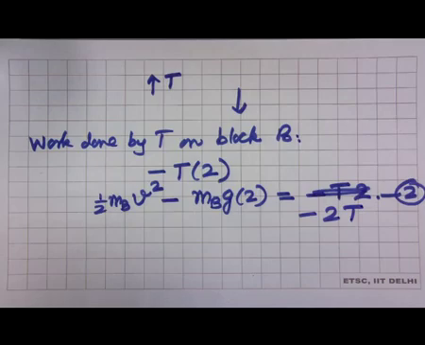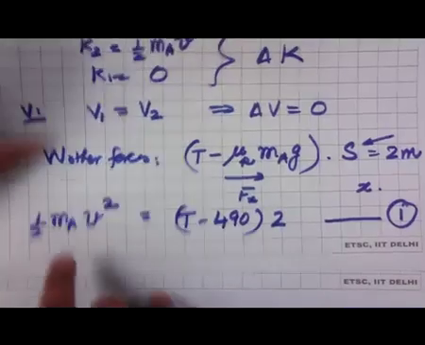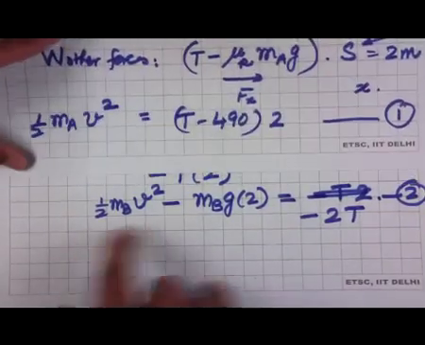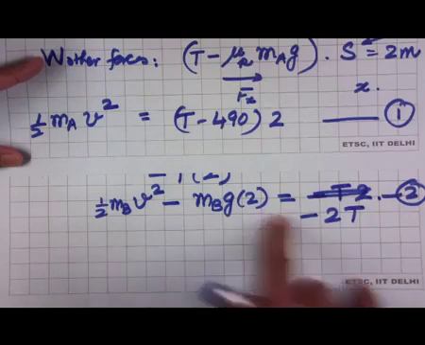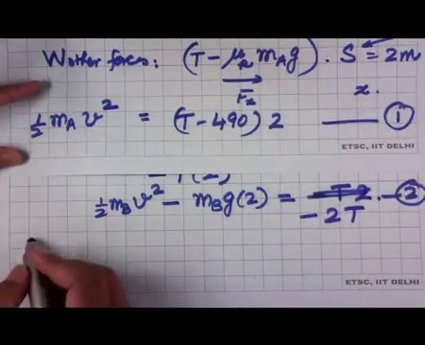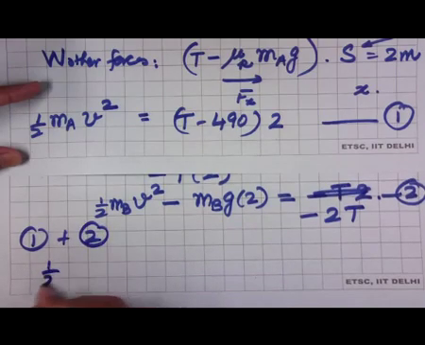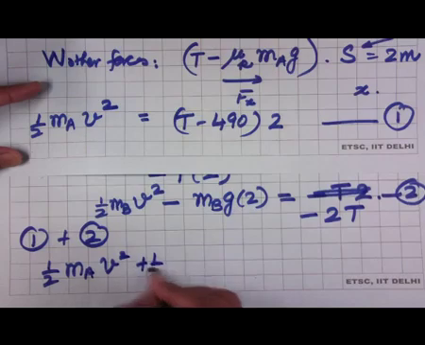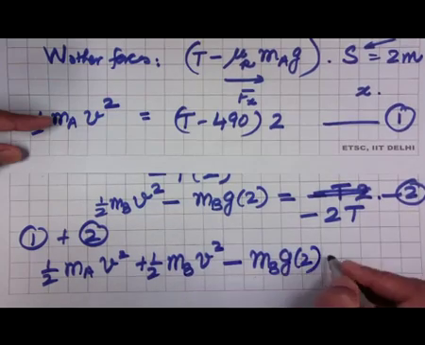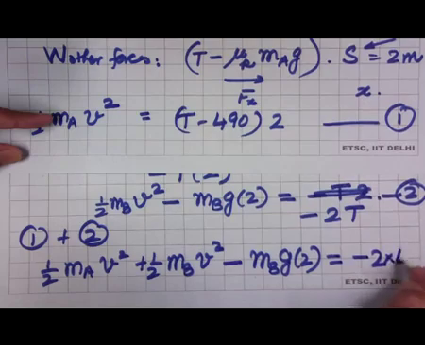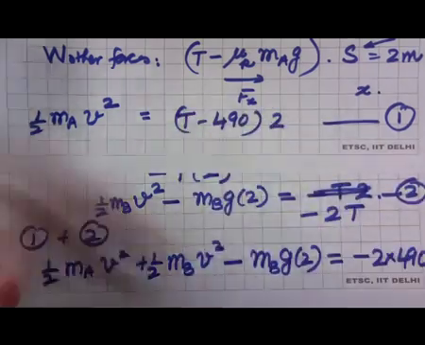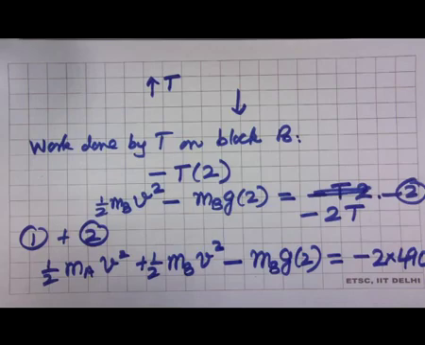So, now what we will realize is, if we look at equation number 1, equation number 1 was half m_A v square is equal to T minus 490 times 2. Equation number 2 is half m_B v_B square minus m_B g times 2 is equal to minus 2T. What we realize is 2T and minus 2T will cancel out if we add the two equations. So, we do 1 plus 2 and what we get is half m_A v square plus half m_B v square minus m_B g times 2 is equal to minus 2 times 490. The tension component cancels out by adding these two, and now we have everything else.